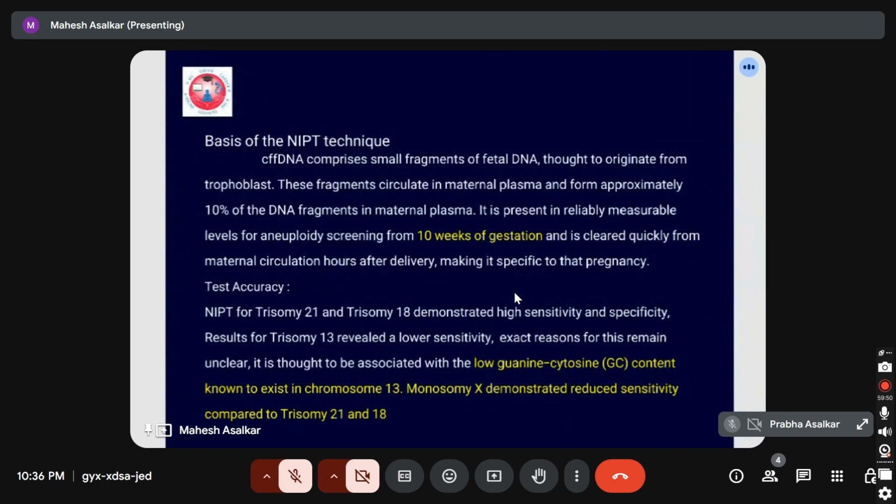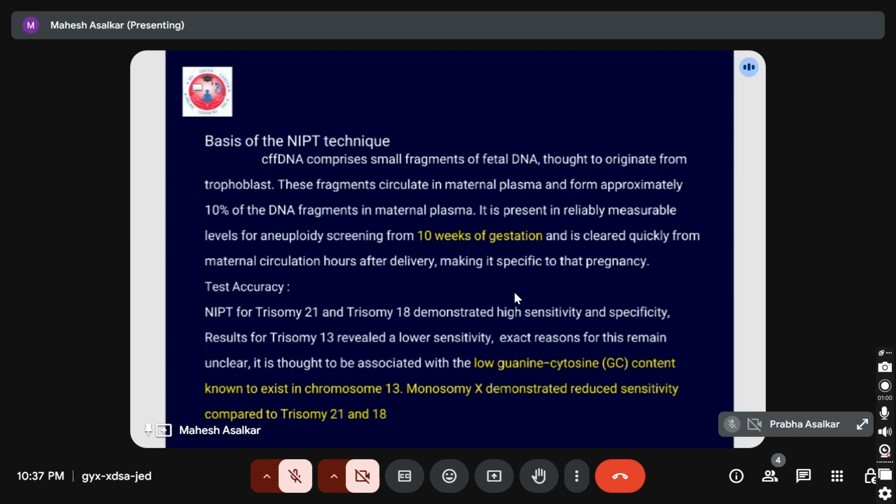So what is the basis of the NIPT technique? Cell-free fetal DNA comprises small fragments of fetal DNA thought to originate from the trophoblast. These fragments circulate in the maternal plasma and form approximately 10% of DNA fragments in the maternal plasma. So almost 10% of the DNA in the maternal plasma is of fetal origin. It is present at reliably measurable levels from 10 weeks of gestation.